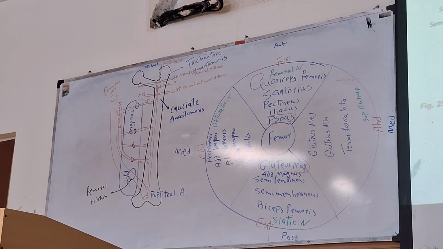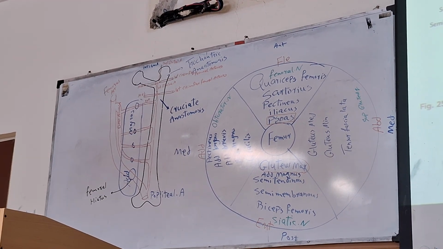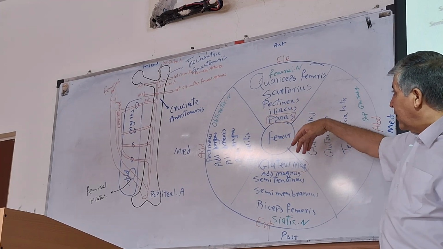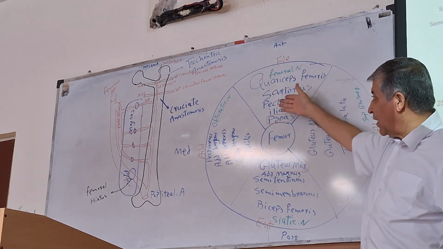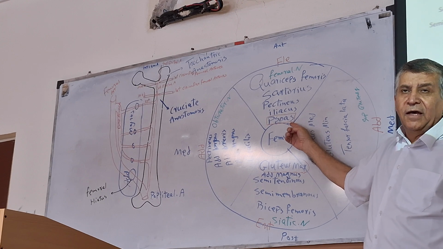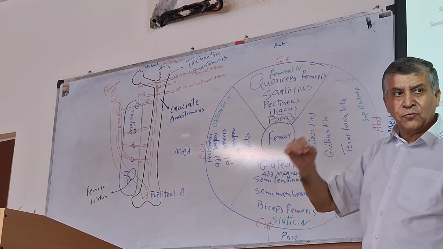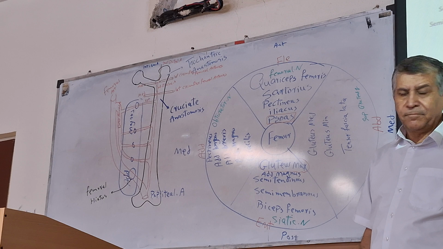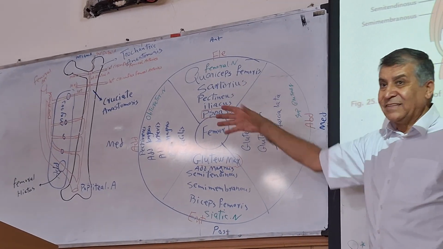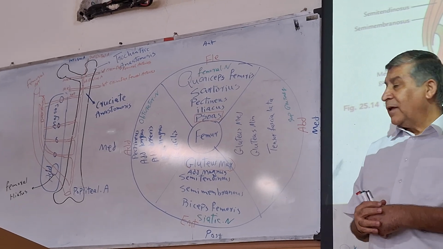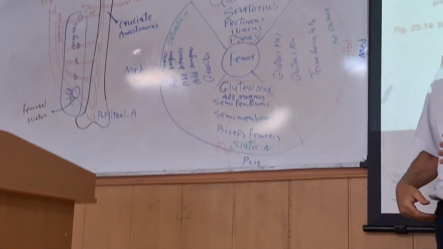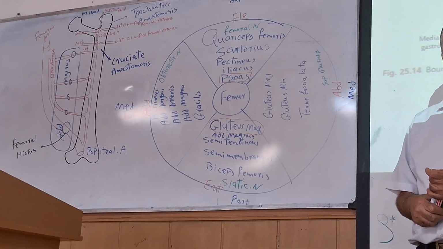In the anterior compartment, all muscles are innervated by the femoral nerve, except psoas major, which is innervated directly by L2 to L4. This is a summary of the function and innervation of the muscles of the hip joint.